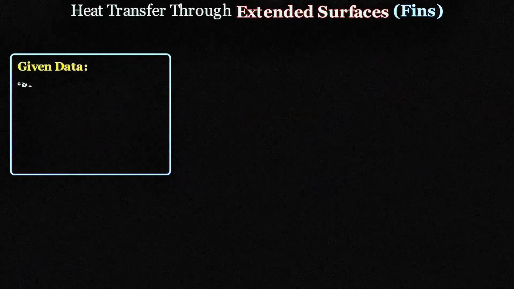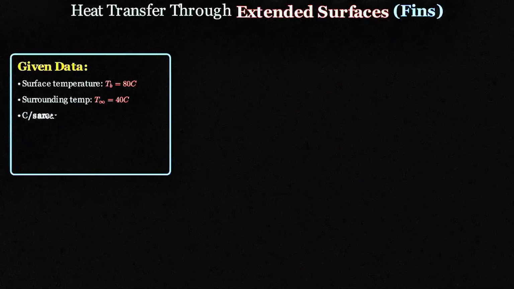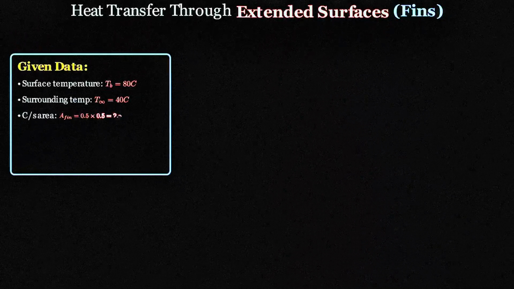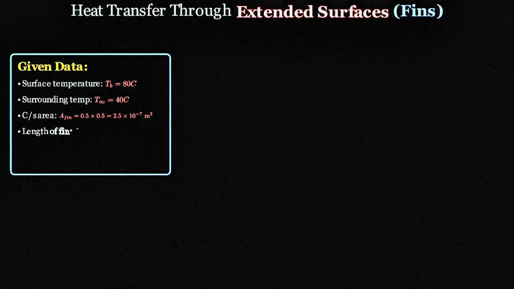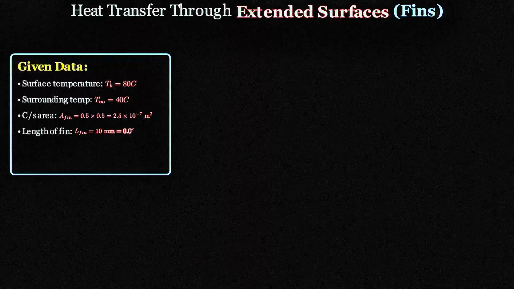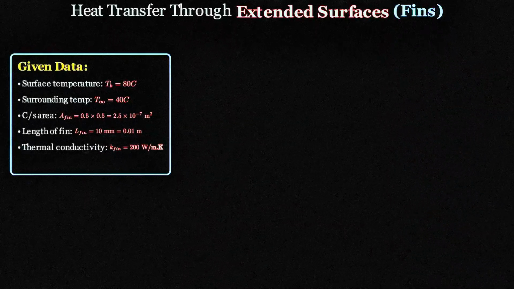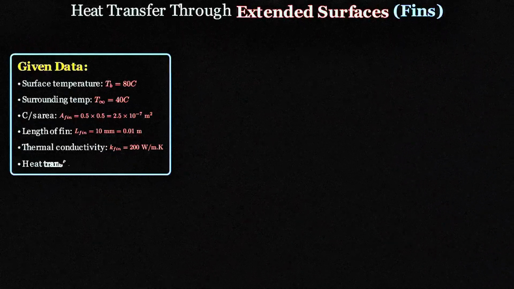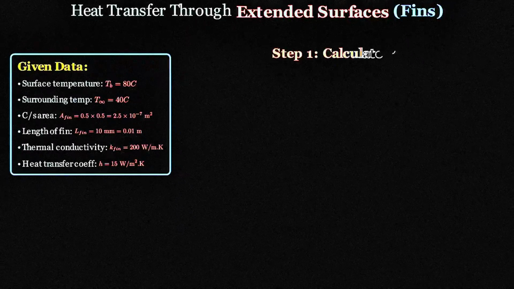Let's review the given data for this problem. The surface temperature is 80 degrees Celsius. The surrounding temperature is 40 degrees Celsius. The cross-sectional area of the fin is 0.5 millimeters by 0.5 millimeters, which equals 2.5 times 10 to the power of minus 7 square meters. The length of the fin is 10 millimeters, or 0.01 meters. The thermal conductivity of aluminum is 200 watts per meter Kelvin, and the heat transfer coefficient is 15 watts per square meter Kelvin. Now let's begin with step 1.